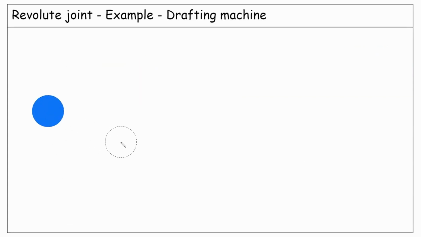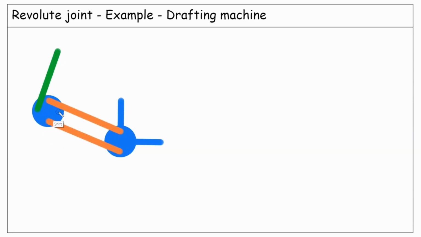Before I finish this lecture, let's try to apply the formulation we just derived to determine the mobility of another system. Mobility is the other name for the degrees of freedom, by the way. This is the schematic diagram of a drafting machine. Anyway, the formulation says the mobility or degrees of freedom is 3 times the number of bodies minus 2 times the number of revolute joints.